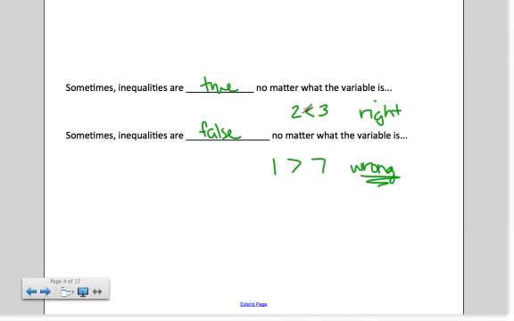So if it's a true statement, then your inequality will have infinite solutions, okay? So the solutions for true are all real numbers, okay? And if you have a false statement, like 1 is greater than 7, you're going to have a solution that's no solution, okay? So there we go. Let's see what we've got here for an example.